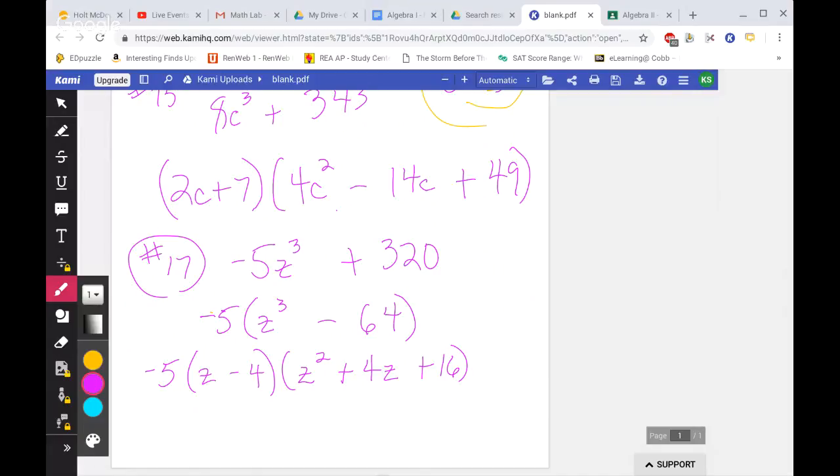These next ones look kind of hard. Oh, the factor by grouping? It's not too bad.